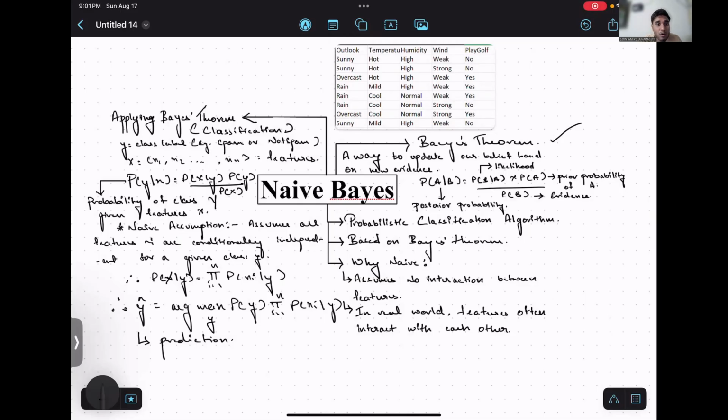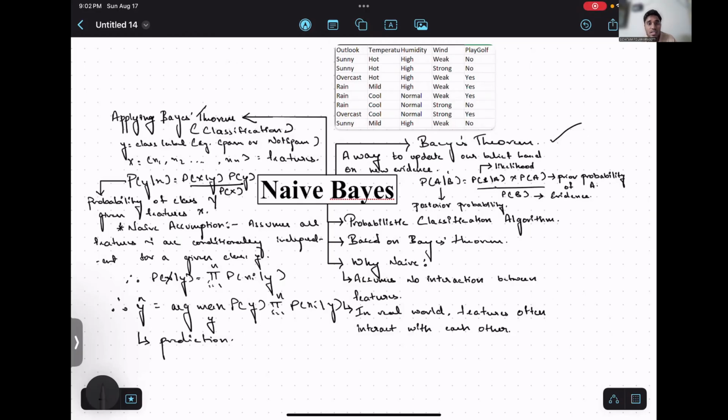We call probability of A given B the posterior probability. We call probability of B given A the likelihood. Probability of A is the prior probability of A, and probability of B is the evidence. Now let's apply Bayes theorem to classification.